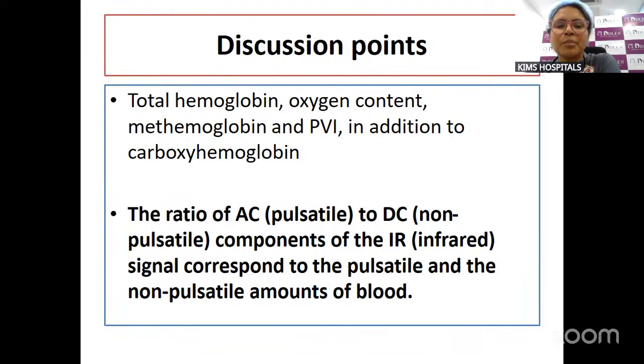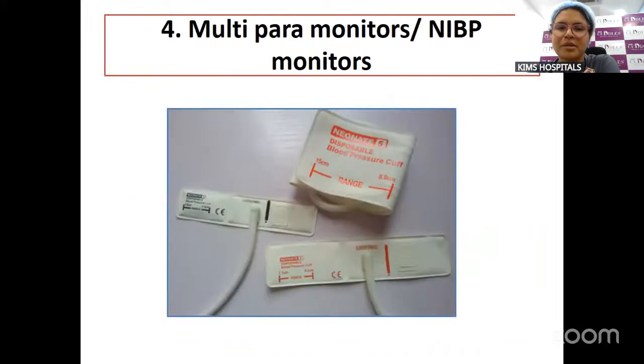The rainbow SET pulse oximeter or co-oximeter, in addition to regular saturation measurement, can also give us additional parameters like total hemoglobin, oxygen content, methemoglobin levels, pleth variability index, in addition to carboxyhemoglobin. So if we want to measure the levels of abnormal hemoglobins, in addition to pleth variability index and total hemoglobin and oxygen content, then we should be resorting to the use of rainbow SET co-oximetry.